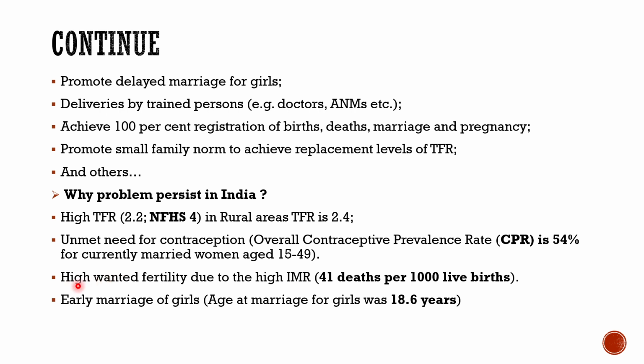The third thing is high wanted fertility due to high IMR, because infant mortality is very high. Infant mortality is the death of a child before reaching 1 year. And as we know, if the infant mortality rate is high, then fertility would also be very high, because families would want to have more children. And the next thing is early marriage of girls. Even today, in 2015-16, the NFHS report says that the age at marriage for girls was 18.6 years, and this is very low as compared to other nations.